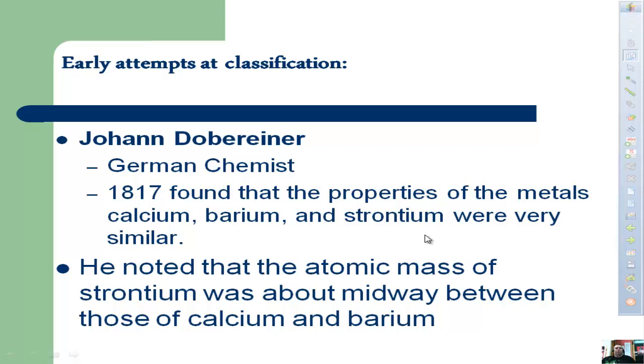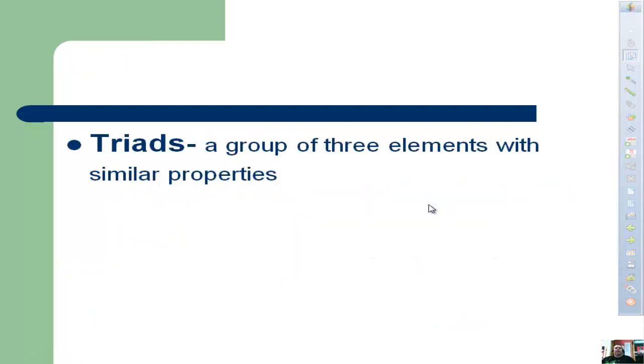Well, again, what he said was, if I take the mass of calcium, add it to the mass of barium, and divide it by 2 to figure out what that average was, it was pretty close to exactly what strontium was. He called these elements triads. It is a group of 3 elements with similar properties, and also where that middle element has a mass that is halfway in between the first element and the third one of that triad.